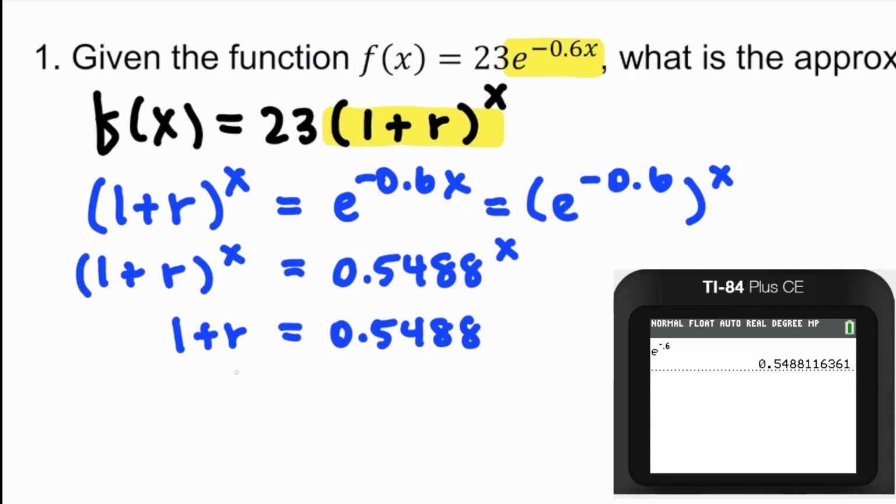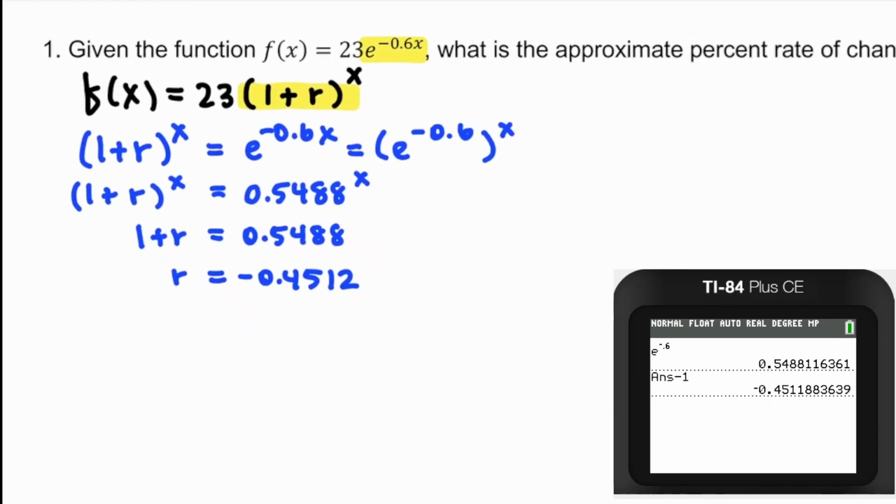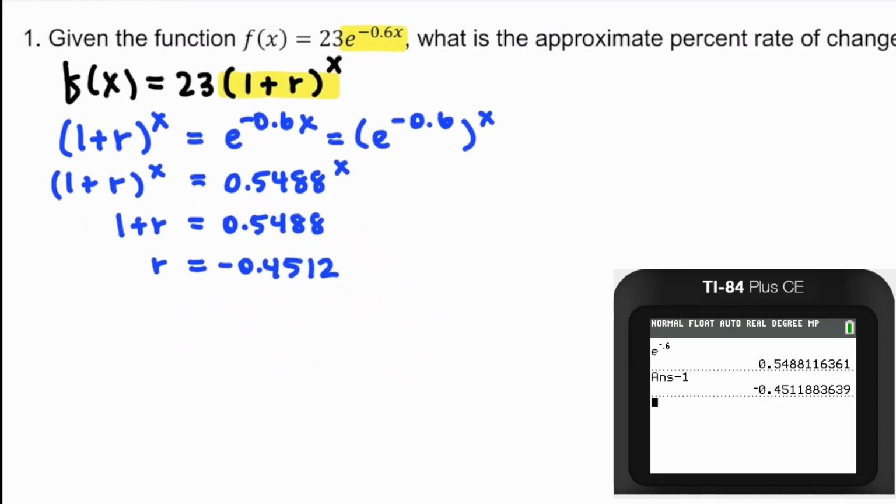So if I was trying to solve for r, I would subtract 1 from both sides, and I can even do that with a calculator and just say answer minus 1, and get negative 0.4512. And if they asked what's the approximate percent rate of change in this situation, if I had negative 0.4512, that would be 45.12, because to go from a decimal to a percent, we move right by 2 places. And since it's negative, I would say that would be a decrease. And that's a problem that we need to know how to do for this test.